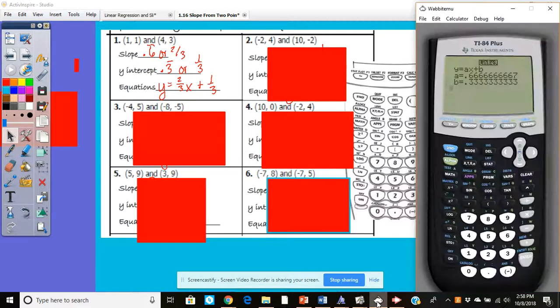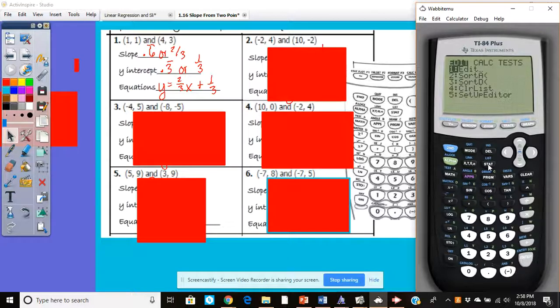To show you again the comparison here, 0.6 repeating, that's my slope, that's my A. 0.3 repeating, that's my B, that's my y-intercept. And then I plug into y equals AX plus B. You just plug these values into the equation. The quickest way to start over is to do second plus 7, 1, 2 and to clear your calculator.